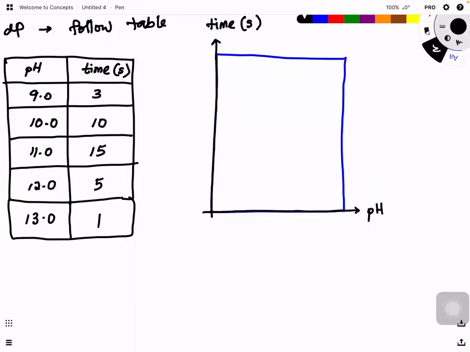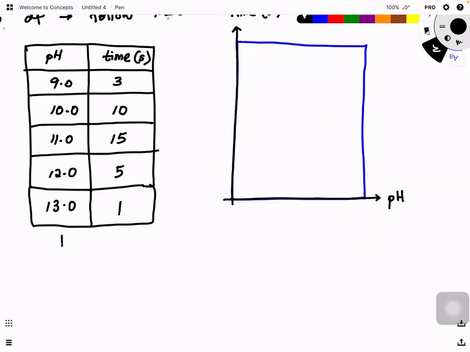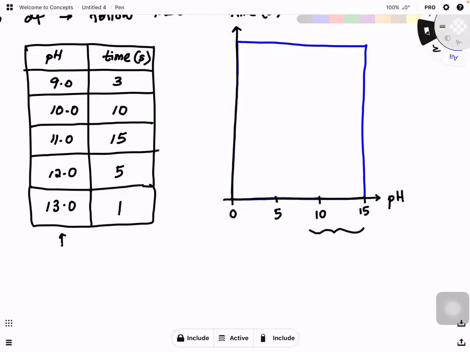Now, in this case, for the x-axis, I do not need to start at 0. I can start from 9 so that I can have a big graph. If I say 0, 5, 10, 15, pH has no 15, so that's a problem. And if you put 15 in this case, you can see something weird because your graph will be less than half, from 9 to 13. So this scale is not correct because my graph will be too small. So change it.